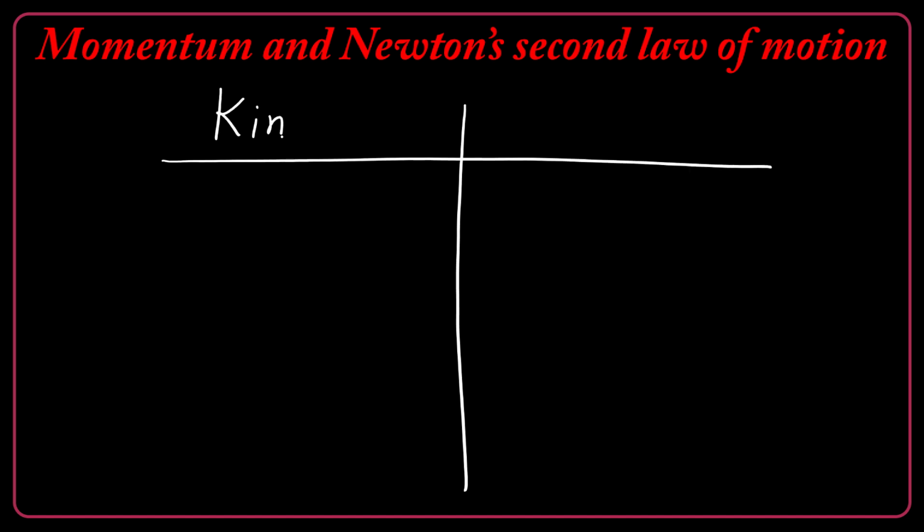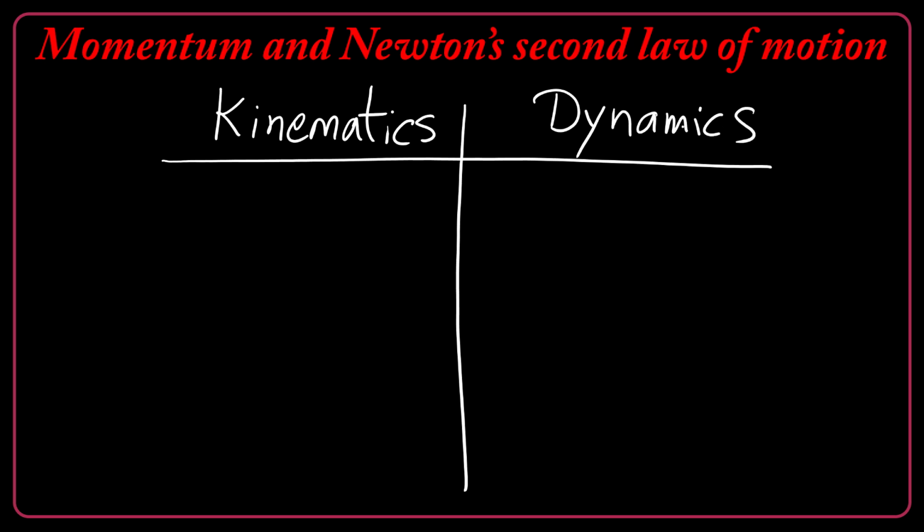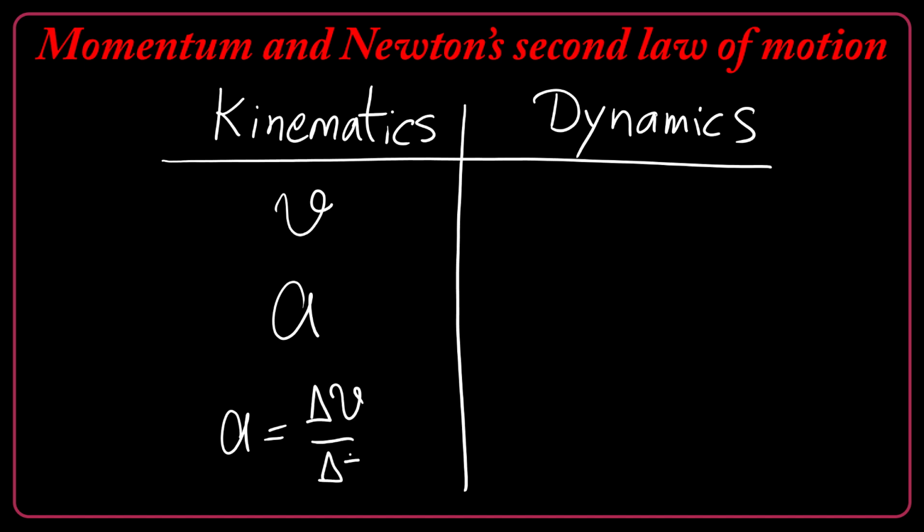Here we have some kinematics concepts and quantities, and here I will put some dynamics quantities. In kinematics, we have velocity, we have acceleration, and acceleration is delta v over delta t. I mean average acceleration. There are some big brothers for these kinematical quantities. Let's multiply the little brothers.